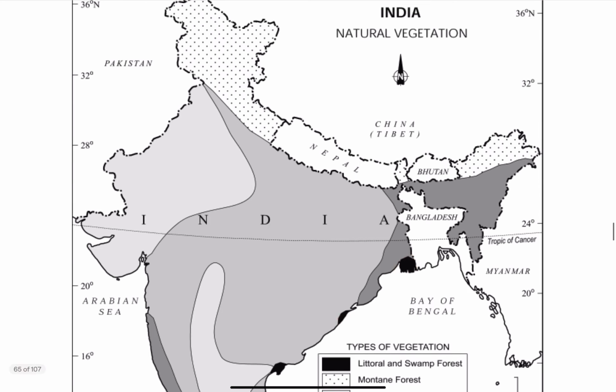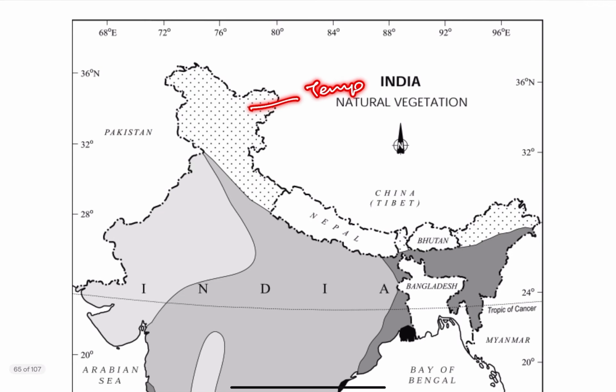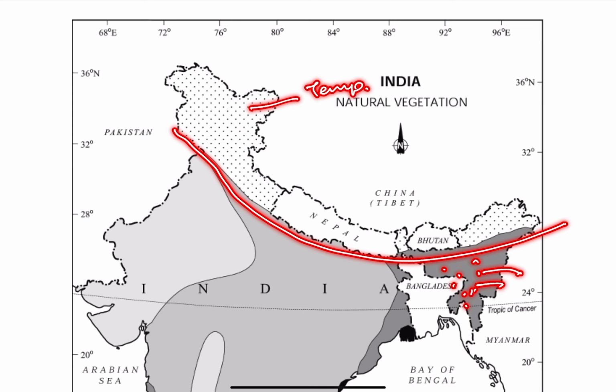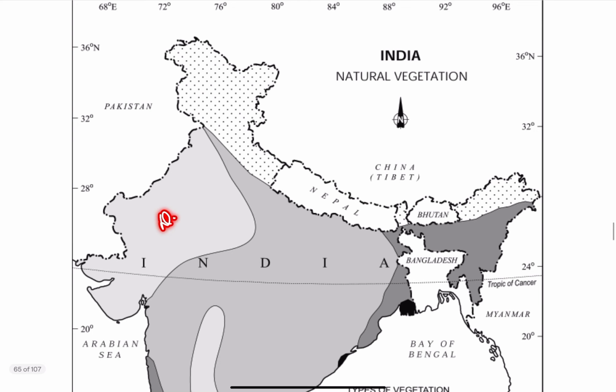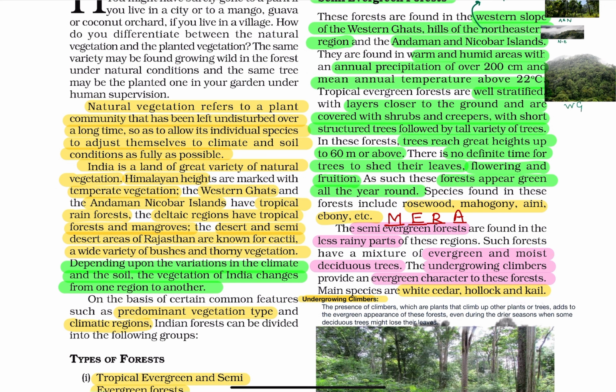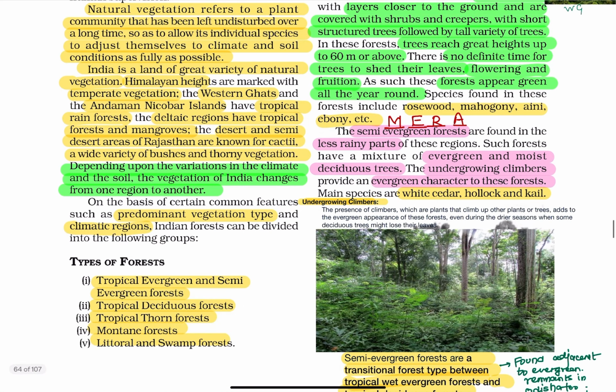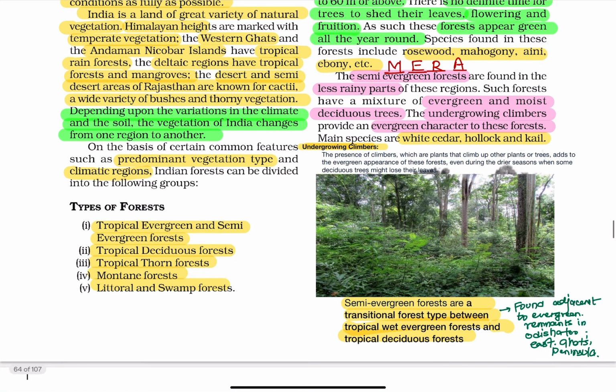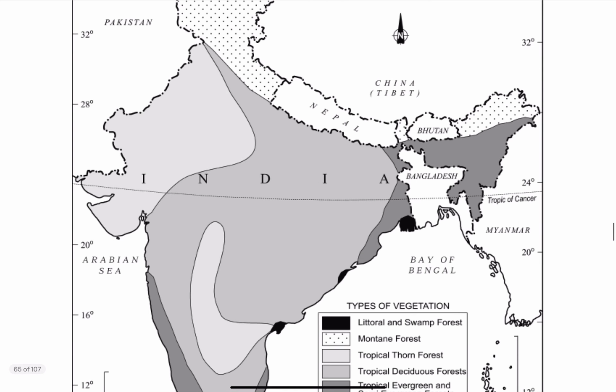But if you go about here you'll mostly find the temperate vegetation. At least here, because it's too cold here, you'll find the temperate vegetation. Then after this, in these parts, there is the tropical rainforest. This is deciduous forest, and this is the thorn forest, and mostly you'll find the desert here. So I hope you understand the basic understanding that Western Ghats, Andaman Nicobar, they have the tropical rainforest. The deltaic region, they have the tropical forest and mangrove. Deltaic region means where deltas are formed, right? I hope you understand what is delta, but let me just put it this way.